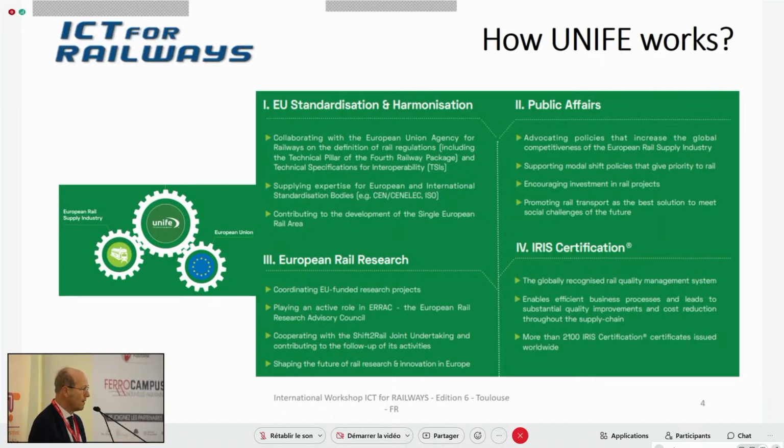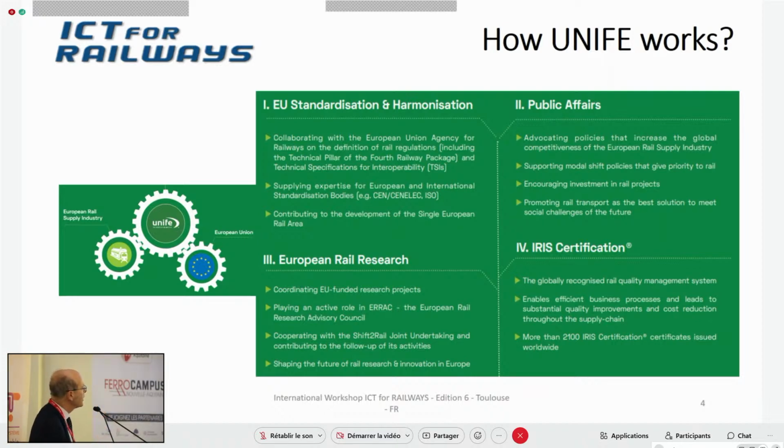And we remember with Libor Lochman, when he was the executive director, it was the first time that the operators, the infrastructure managers, the industry, and the clusters were able to work together. So that's very interesting. And then we also have to manage, of course, in an association, public affairs, and work on IRIS certification, which is the ISO 9001 of the industry. And you know that there are more than 2,000 companies in the world who are IRIS certified.